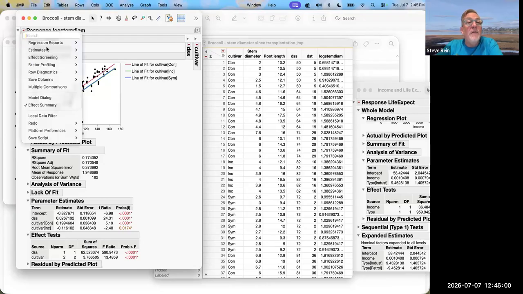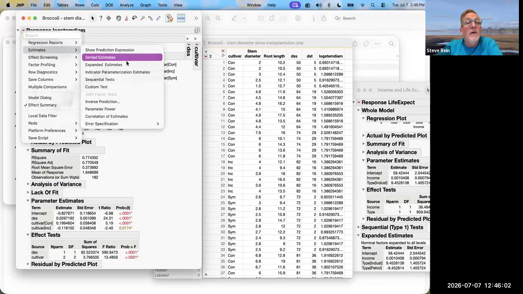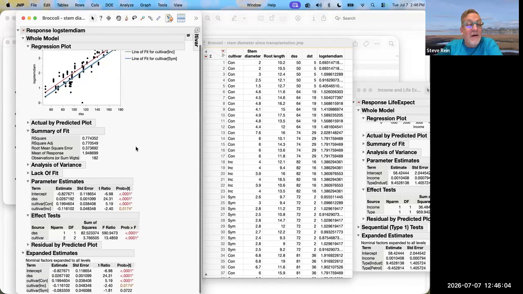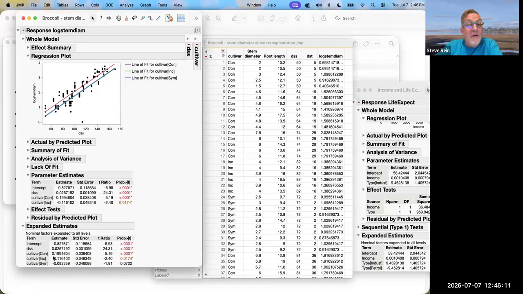If we turn on expanded estimates, we can literally get that parameter estimate confirmed or verified. And so indeed, we said about a 0.09 negative. It is 0.09 negative, and the 0.08 negative, I'm sorry, plus the 0.116. They add up. Yep. All three add to 0. Yay. So what do we see?